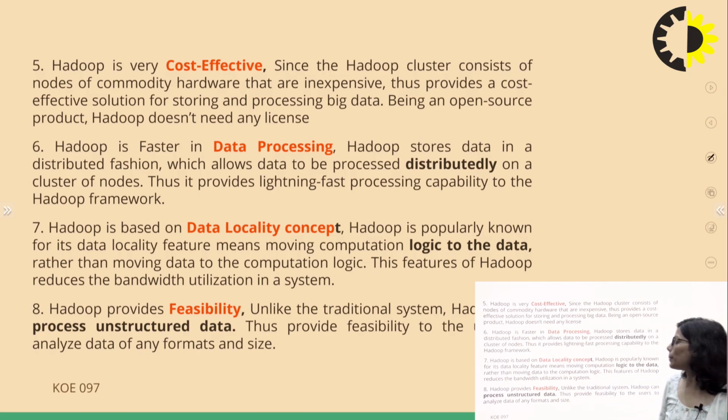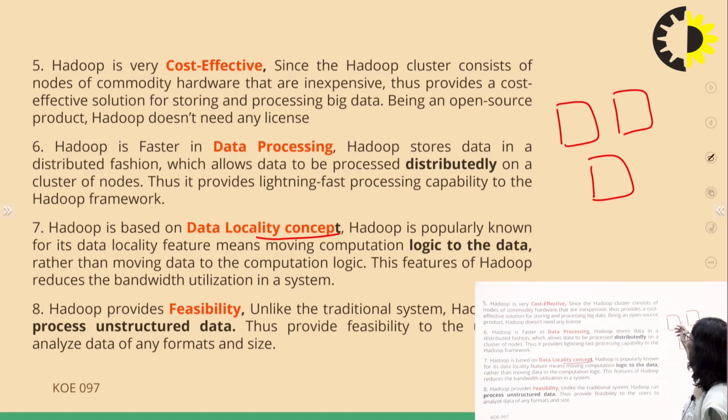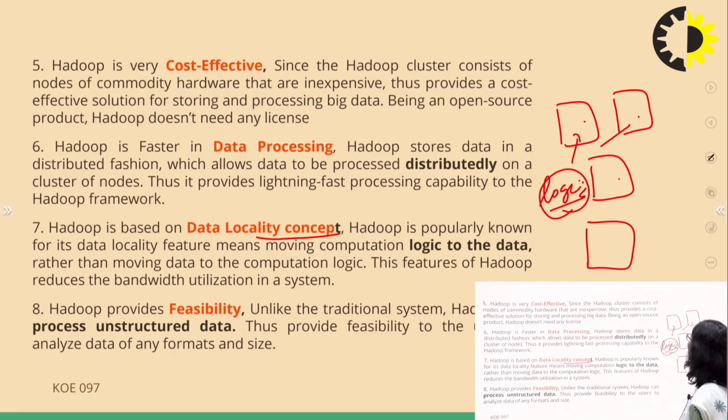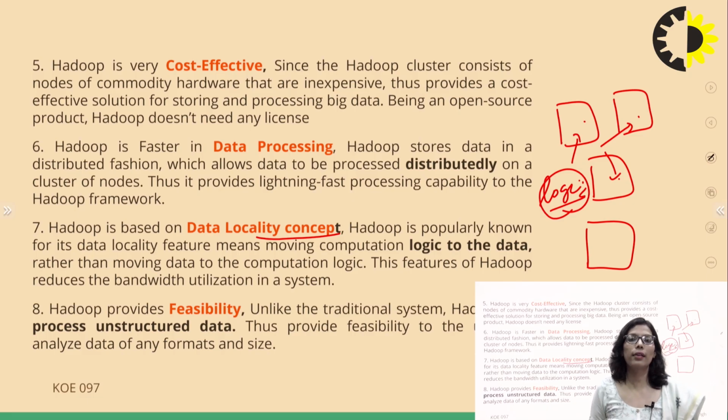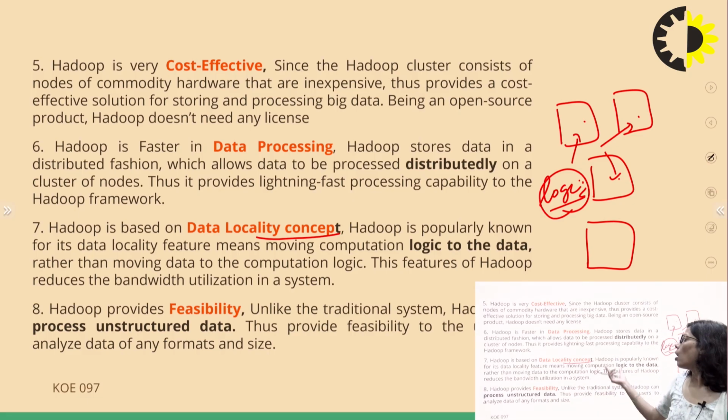Data locality concept means that the data is stored in various nodes. Now, when we have to manipulate this data, we are not moving this data across the network. We are just moving the logic to manipulate the data across these nodes. So if we have to manipulate this data across 3 nodes, instead of moving the data to the processing server, we are moving the logic to each of these nodes. So obviously, less network bandwidth is required. This is known as the data locality concept.